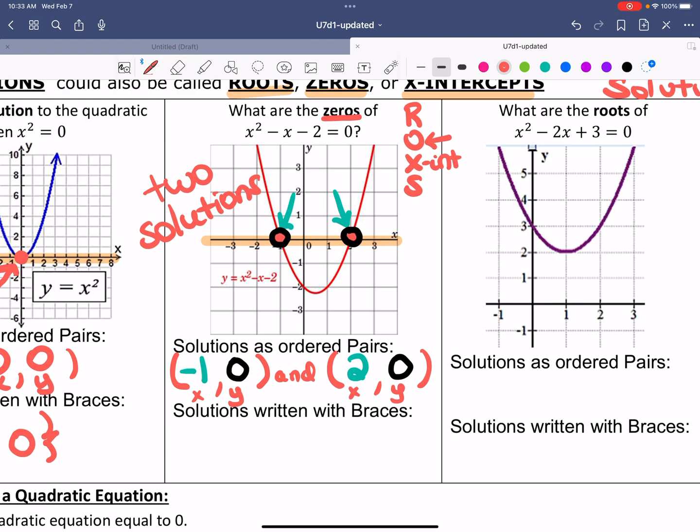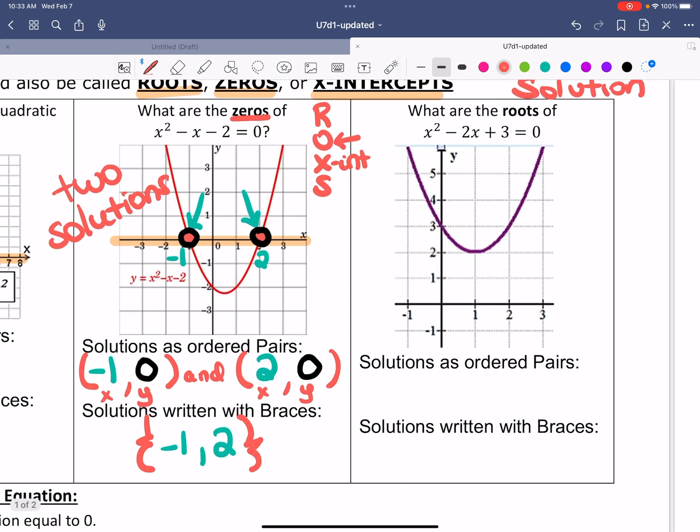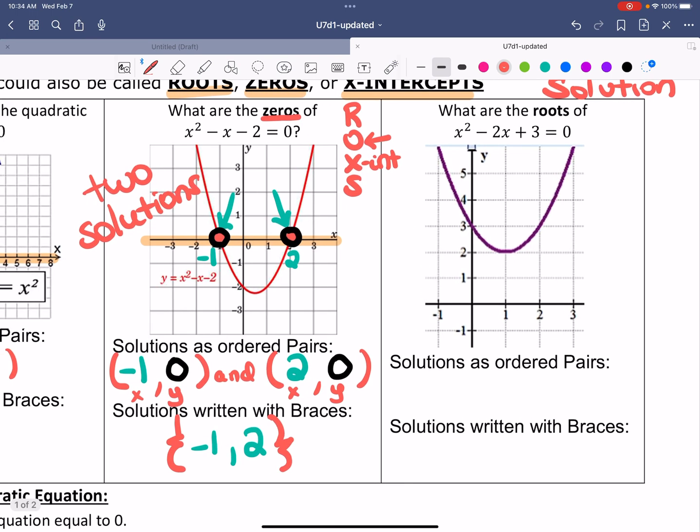Remember, our list is just the x numbers, and those x numbers are -1 and 2. So we're going to say {-1, 2} with some braces around it, and the braces show that this is not an ordered pair. The braces say this is just a list of numbers, -1 and 2. And then if you look at the third quadratic here, I'm going to highlight that U shape. You can see that this U shape does not actually cross the x-axis. That means something that we've talked about before: this is a no solution.